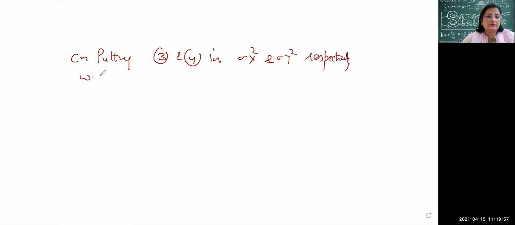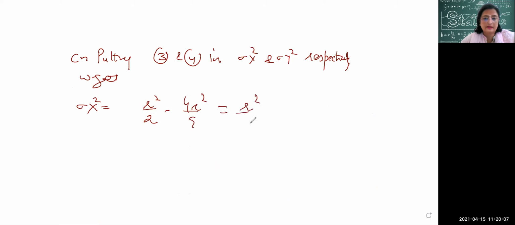Right? So क्या आया हमारे पास? So sigma x square is equal to, when you will put the values, this is r square by 2 minus 4r square by 9. This comes out to be r square by 18. And what is the value of r in terms of a? क्योंकि आपका final answer s और r में नहीं है, the final answer in a.